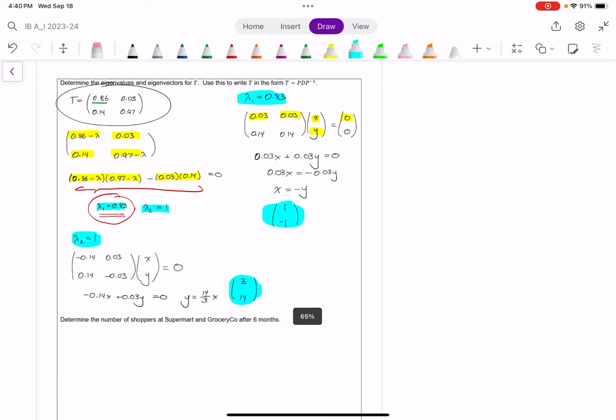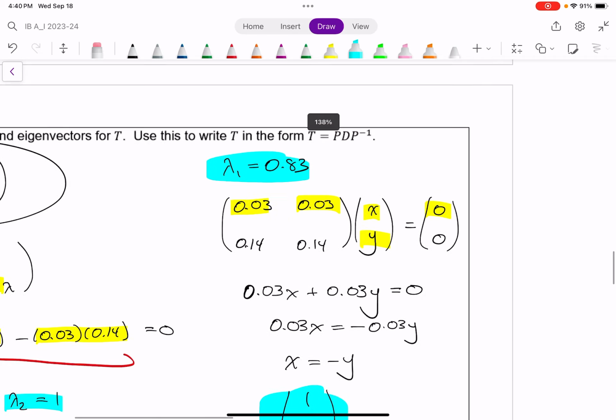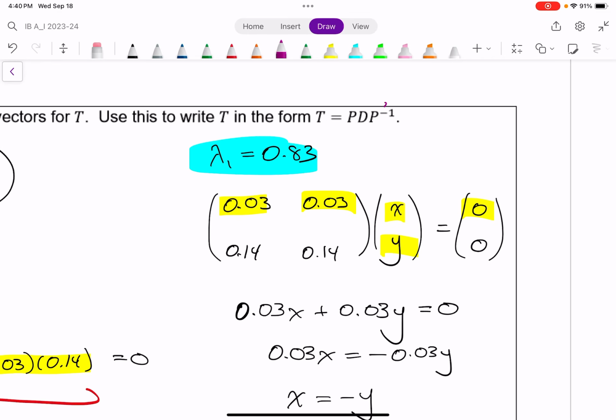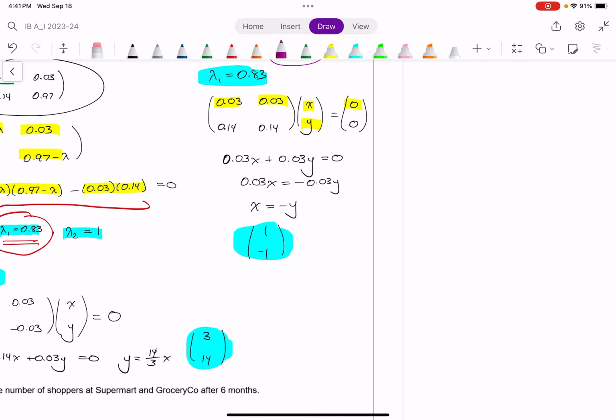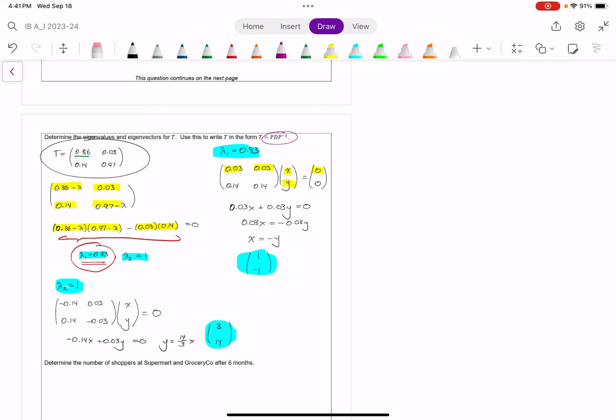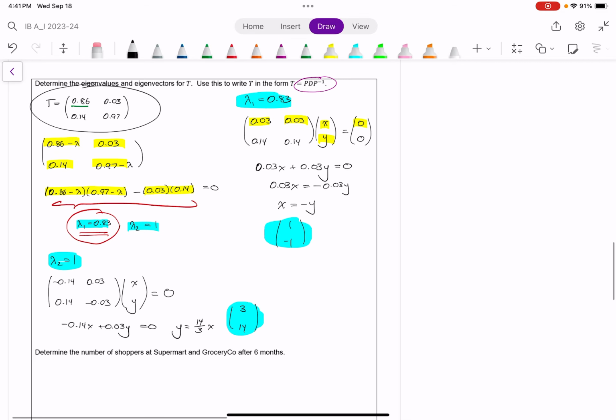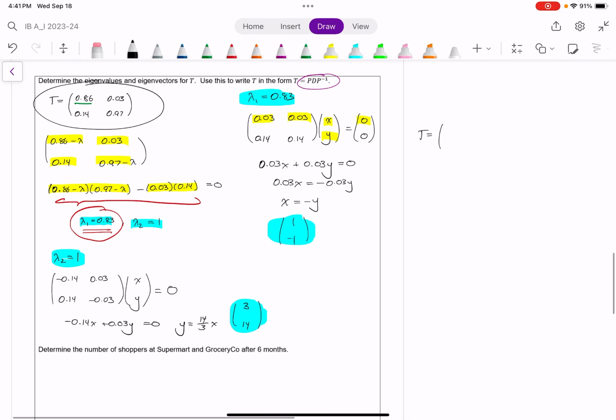So now I can actually answer this question, which is, let's write this transition matrix in this form, like the last question. Now we've done all this work. I've just run out of space, so I'll write over here. I have T equals P, remember, is the matrix of my eigenvectors. And I can choose the order. I'm going to put this one first, 1 over negative 1, this one second, 3 over 14. Keep in mind, these are not the only possibilities.